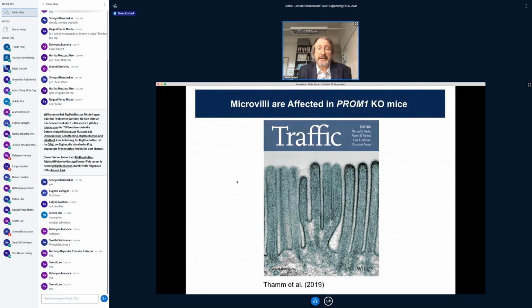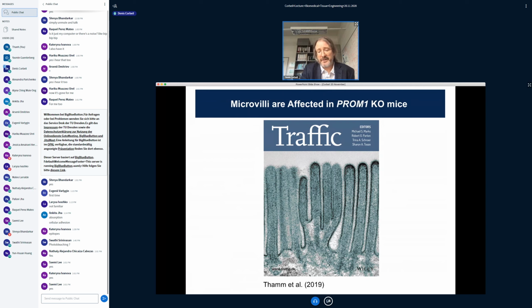Now, if we go to the knockout of prominin 1, what we observe is a bit more complicated. We observe microvilli in the kidney, which instead of being a normal shape, as you can see here, start to be fused. So we have a disorganization of the microvilli structure upon knockout of prominin 1. Now they really do something in the organization of plasma membrane protein, as you can see here.